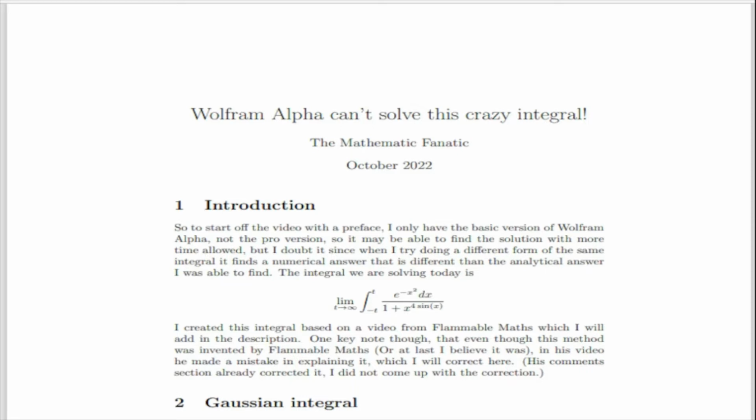So I created this integral based on a video from Flammable Maths, which I will add in the description. One key note though: even though this method was invented by him, or at least I believe it was, he made a mistake in explaining it in his video, which I will correct here. And it's not my correction, the comment section already corrected it, but I'm going to use it here.